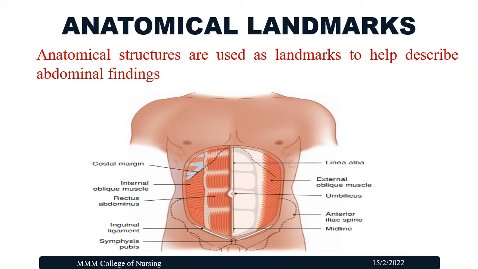Anatomical structures are used as landmarks to help describe the abdominal findings. The following structures are used: the xiphoid process of the sternum, the costal margin, the midline with the umbilicus at the center, the anterior superior iliac spine, the inguinal ligament, and finally the symphysis pubis.